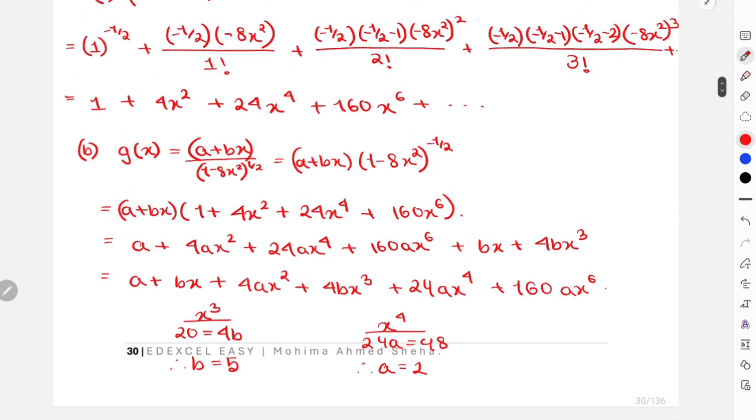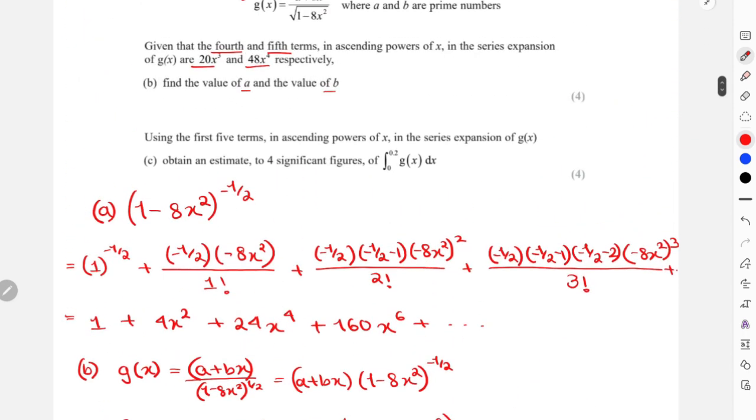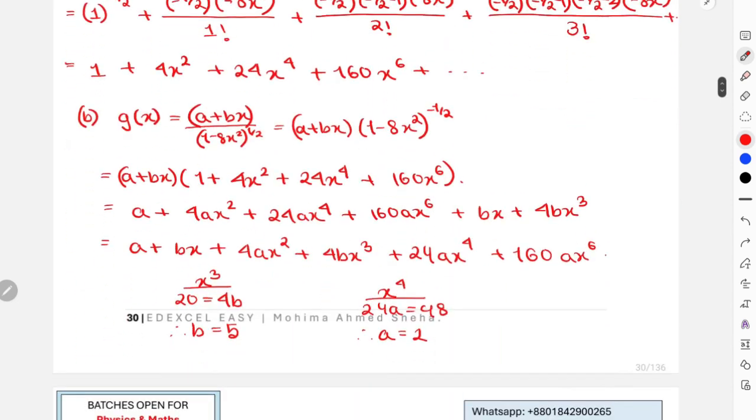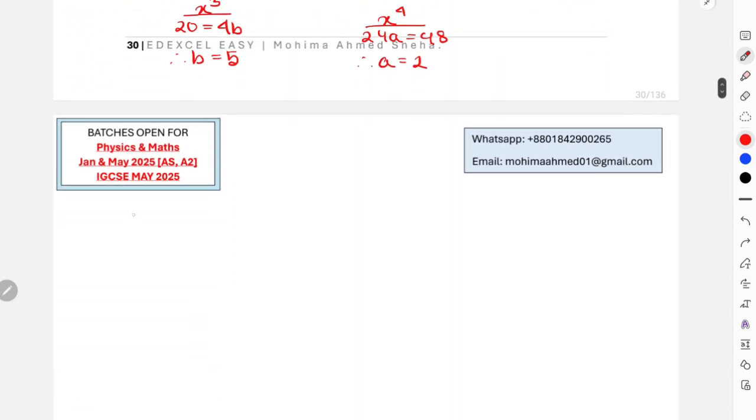So these are the values for a and b. After that, they again have to integrate it, but this integration is easier because the lower limit over here is 0. So it is quite easy to integrate this, right? So we will do our integration now.